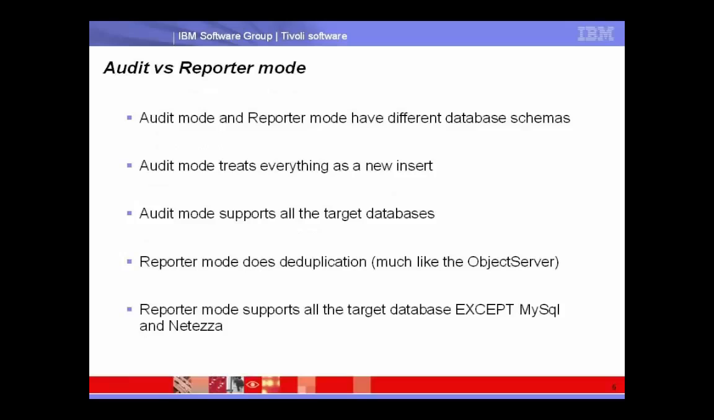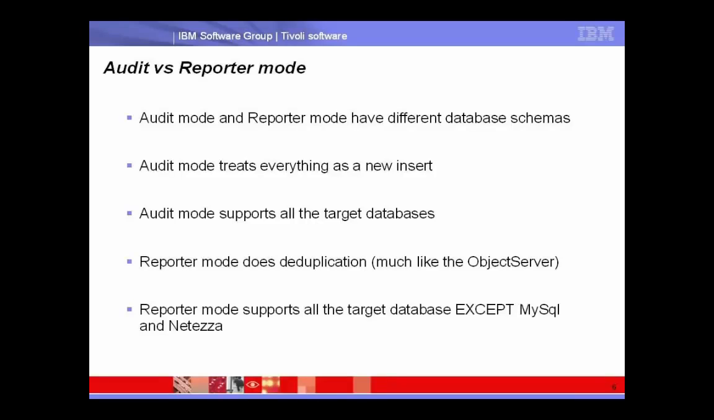On the next slide, we have just a few things on the differences between audit and reporter mode. Audit mode and reporter mode have different database schemas, so you couldn't just have your gateway up and running, connecting to an audit schema, and change it to a reporter gateway. You would need to change the schema as well. Audit mode treats everything as a new insert, so anything, an update, insert, delete, anything that's moved across that gateway into the database will be a new row.